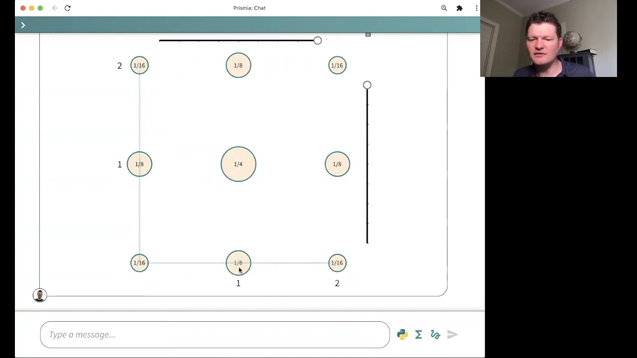And you would get this just by working out how many ways there are to get each of these things. So like x equals 1, y equals 1. Turns out there are 4 ways to do that. And so we get 4/16, which reduces to a fourth.